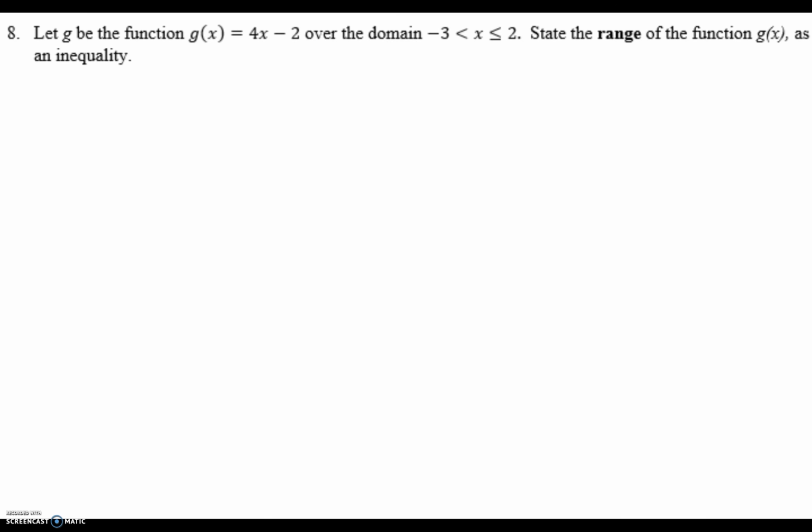Number 8 says, let g be the function g of x equals 4x minus 2 over the domain of negative 3 is less than x, which is less than or equal to 2. State the range of the function g of x as an inequality. So we need to remember that range represents our y values, which is g of x. Y equals 4x minus 2.